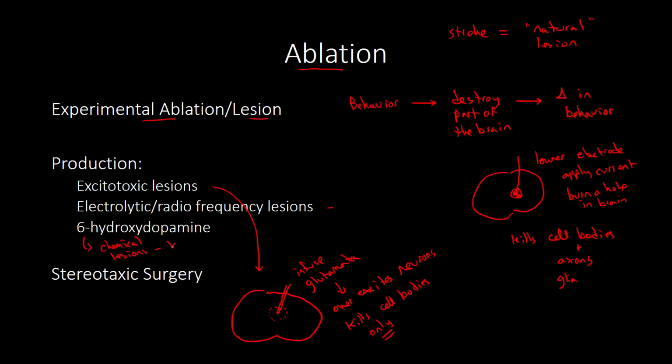These kill specific neurons. So in the case of 6-hydroxydopamine, it looks like dopamine, but it's a toxin. Any cell with a dopamine transporter will take this up and die. Right? So this is going to specifically kill dopamine neurons.